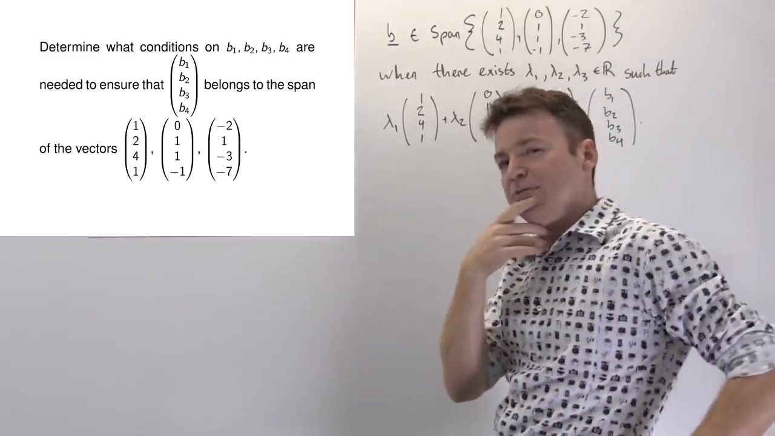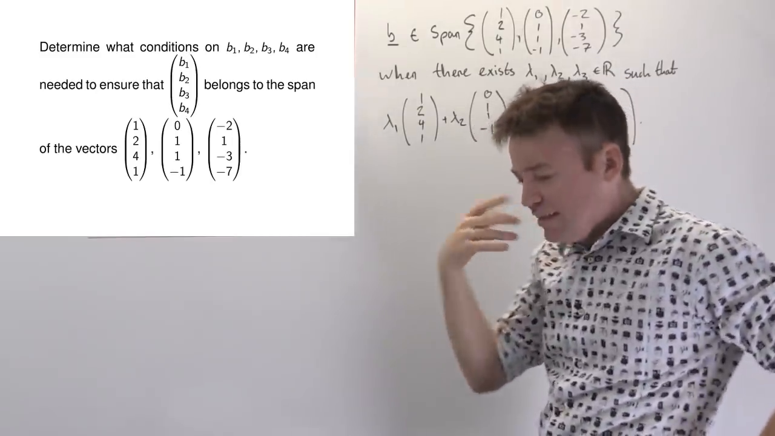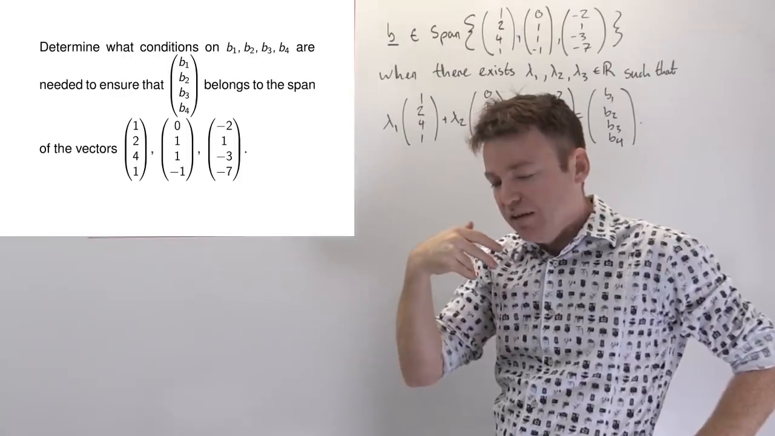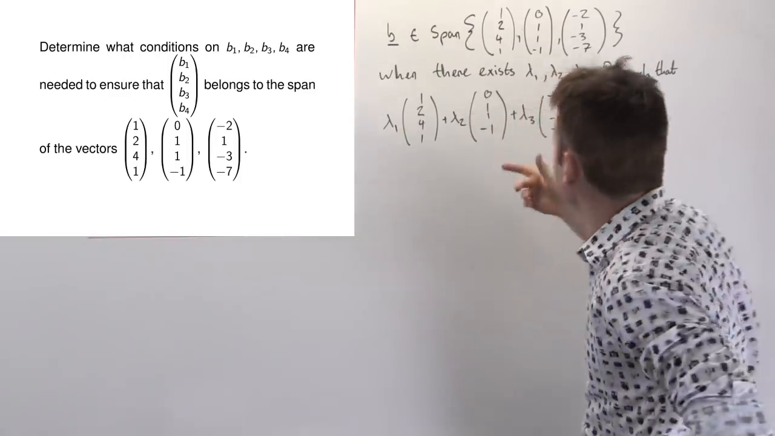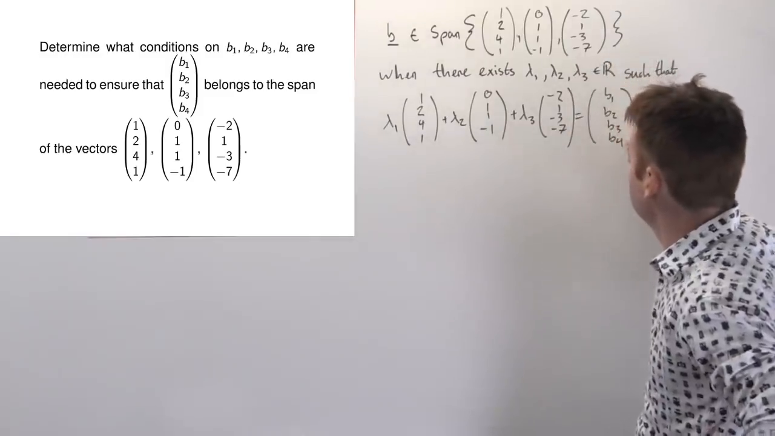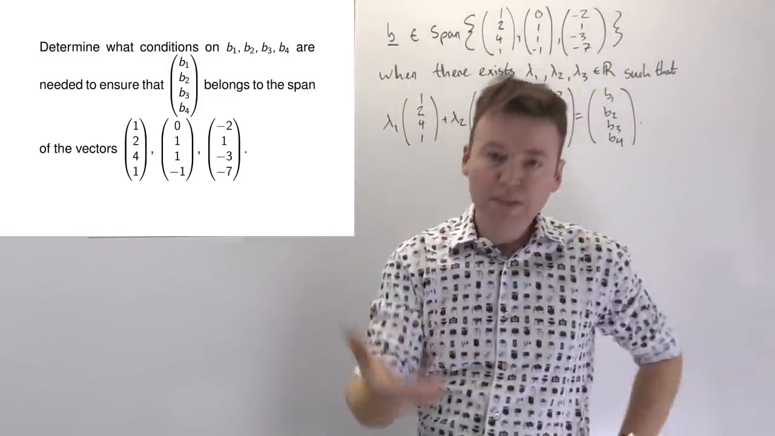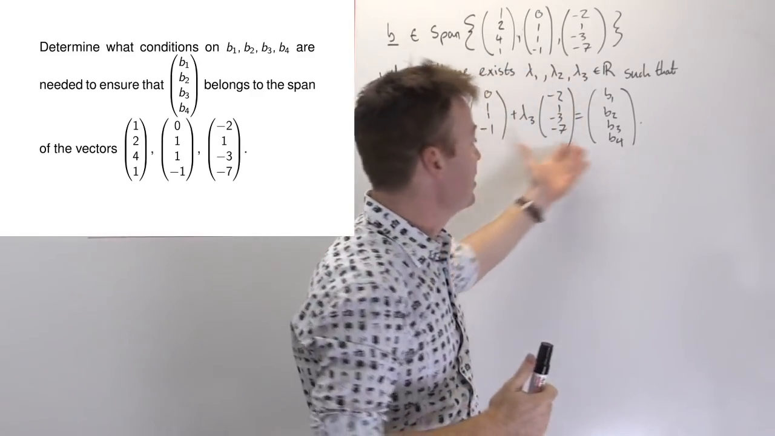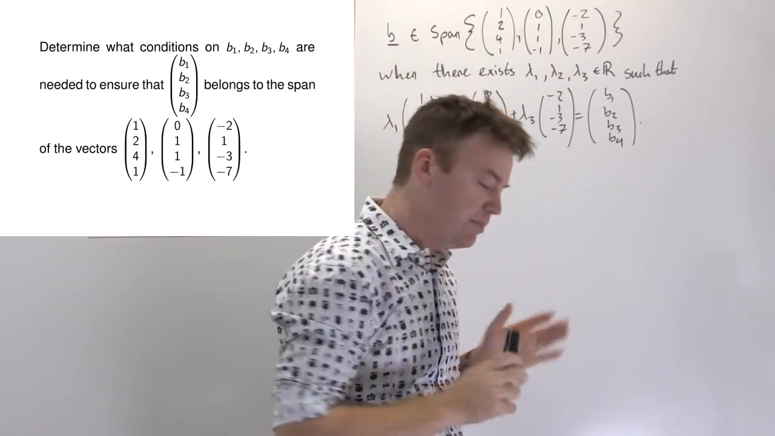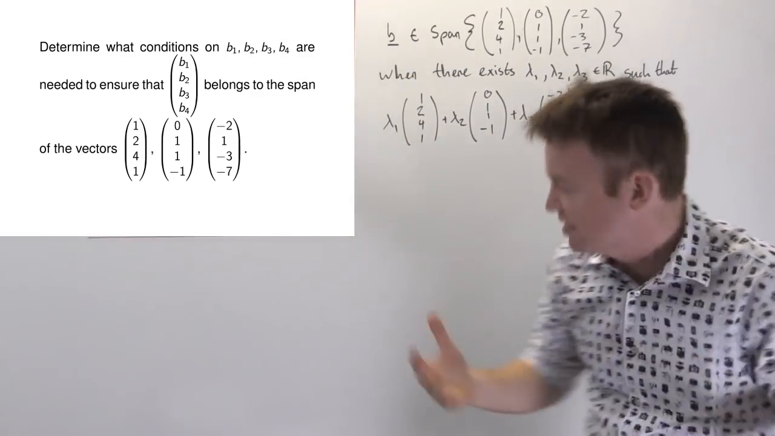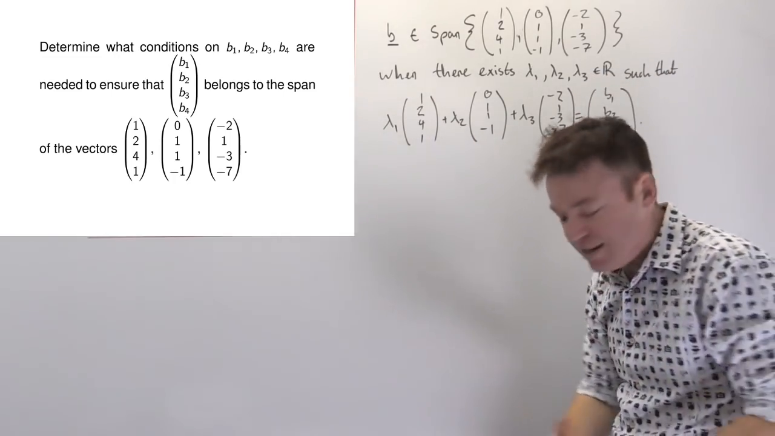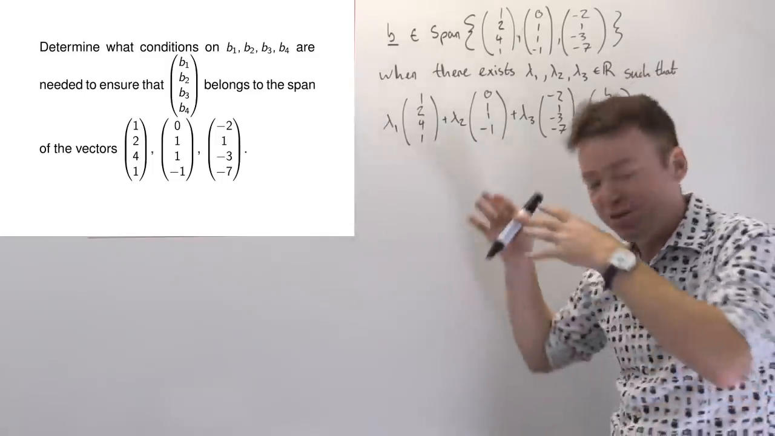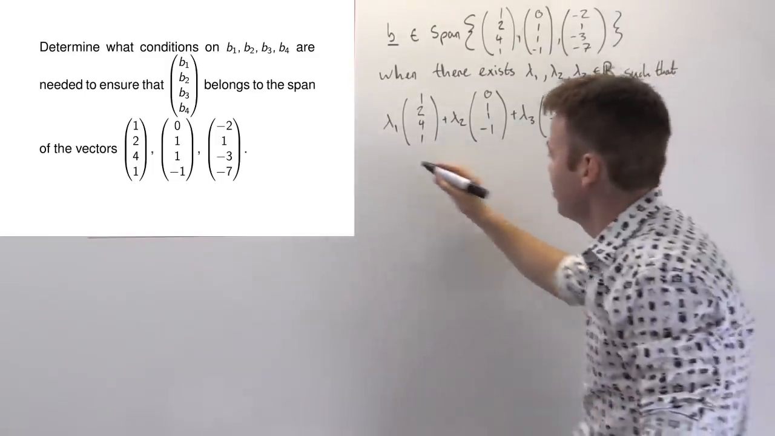Now this question's a bit different. It's asking you instead for all the possible b's that can be constructed in this way, or some condition on the coefficients b1, b2, b3, b4, which exist in the span of these vectors. So it's a bit different, but the method is the same. This is essentially a system of linear equations, and there's only one way to solve a system of linear equations. You throw it into a matrix and you row reduce. So that's exactly what we'll do.